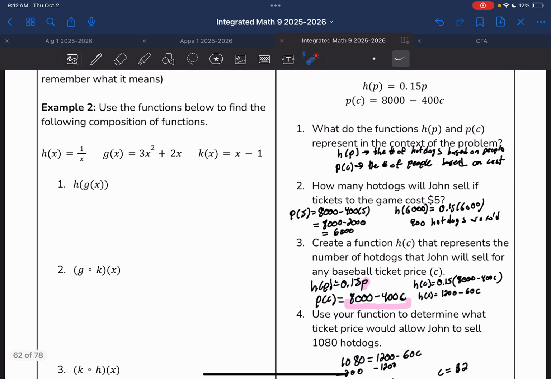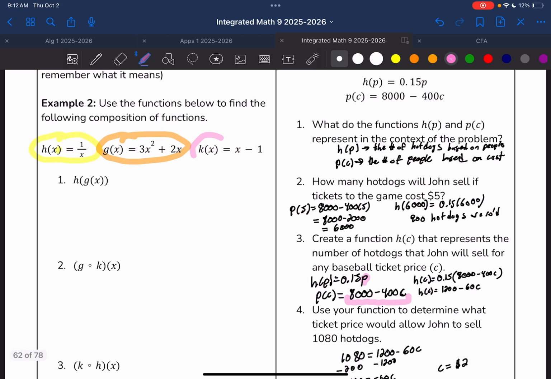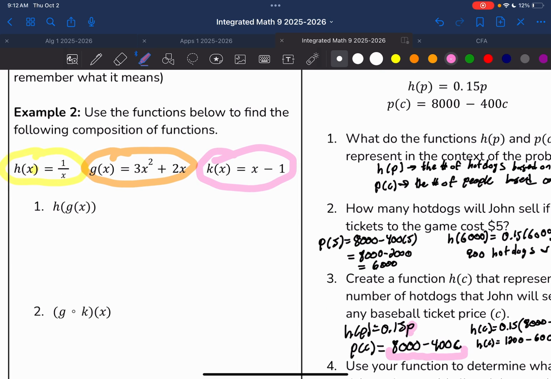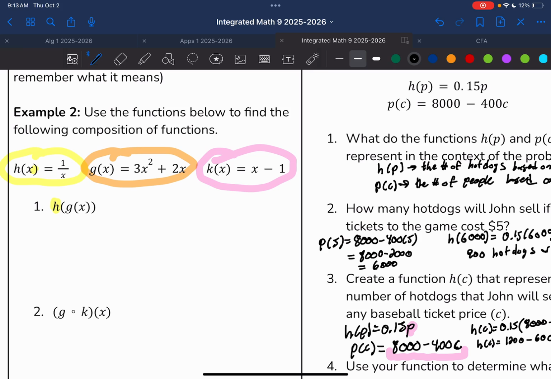So if we look at some examples here, I'm going to color code these functions. So let's let h of x be yellow. Let's let g of x be orange. And let's let k of x be pink. So if we have h of g of x, then that means we want to take our function h of x, but instead of plugging in a specific value, we're going to be plugging in the function g.